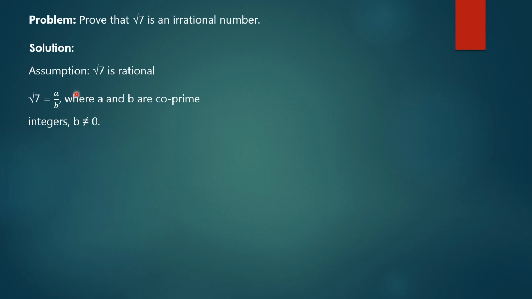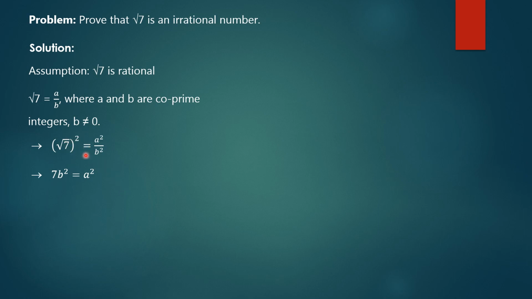Now I will simplify this equation. Root 7 is equal to a by b. I am squaring on both sides. On squaring both sides, what we get is root 7 whole square is equal to a by b whole square, which is nothing but a square by b square. Here square and root we can cancel. That is 7. 7 is 7 by 1.